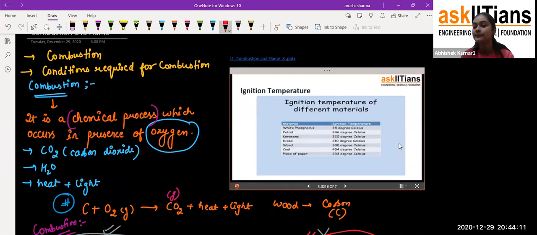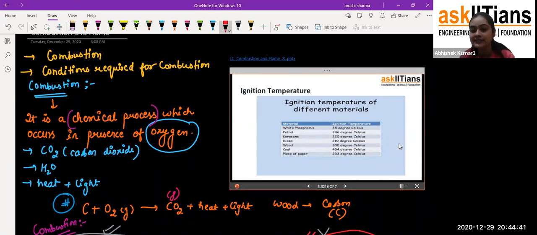You can see that petrol requires 246 degrees Celsius. That means its ignition temperature is this. We have to give that much heat so that its temperature reaches 246, and at that point it will start burning. And kerosene is 220 degrees Celsius. That means we don't require as much heat as we require for petrol, because its ignition temperature is lower.